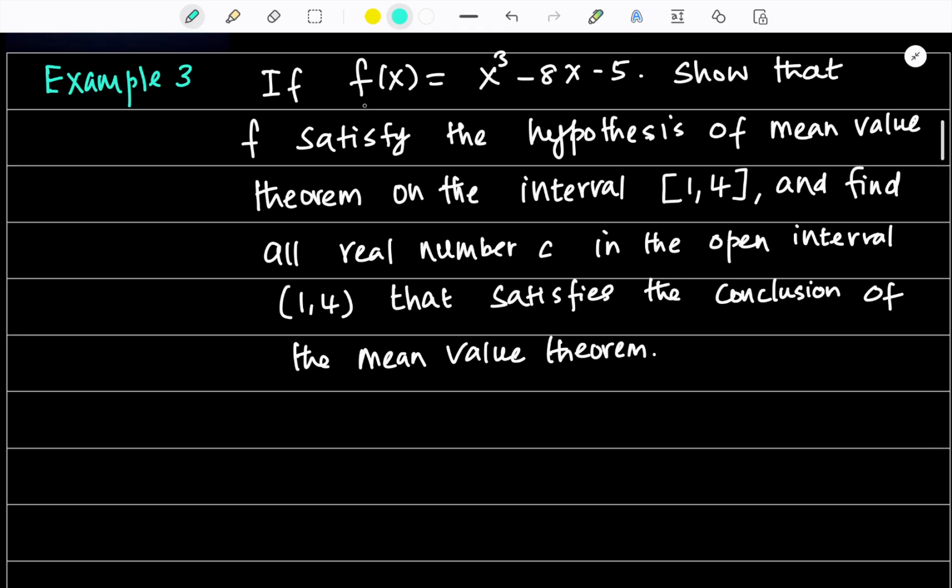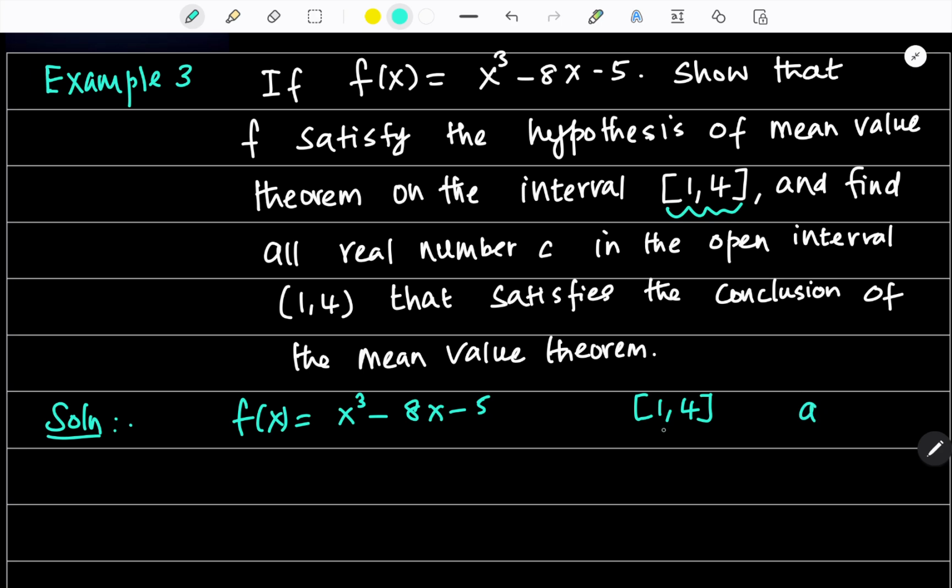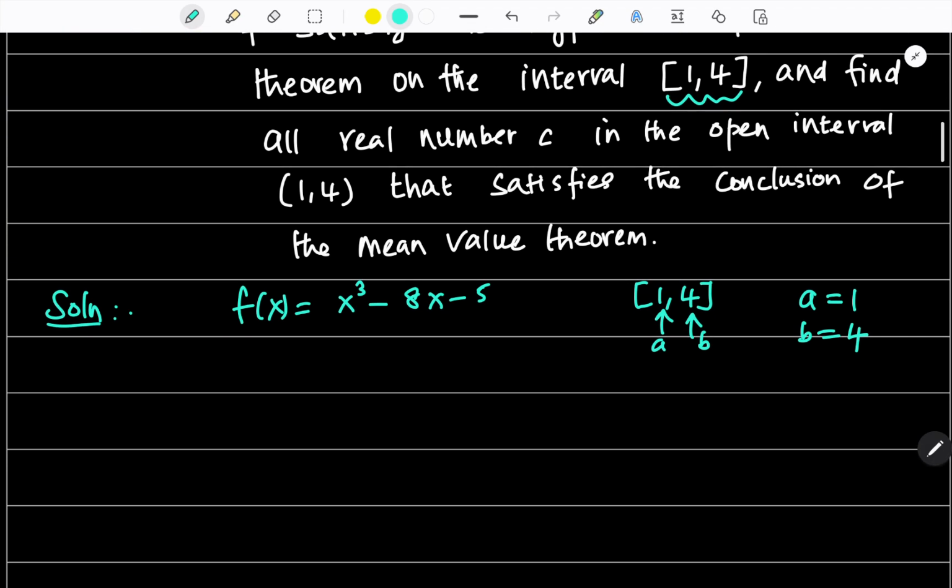So if f of x equals x cube minus 8x minus 5, and what is the interval? The interval is 1 comma 4. It means A is equal to 1 and B is equal to 4. Find the point that satisfies the conclusion of the mean value theorem.